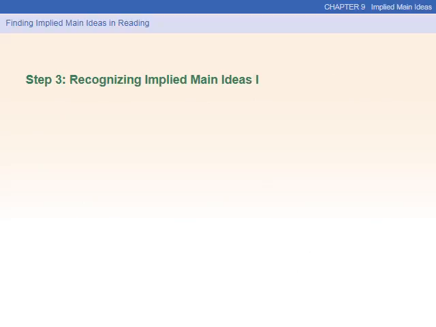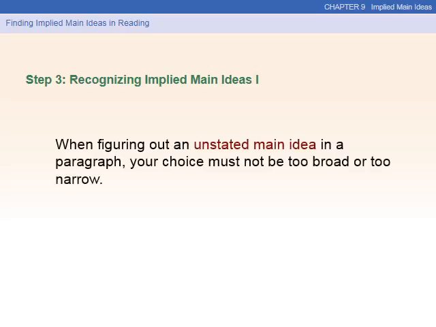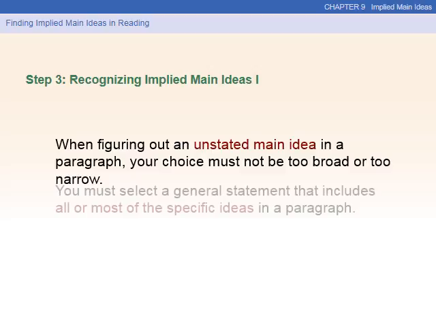Moving on to recognizing implied main ideas, this is on page 363. When figuring out an unstated main idea in a paragraph, your choice must not be too broad or too narrow. So again, we're getting into this. We want to get the choice that's just right, just like Goldilocks and the 3 bears. You must select a general statement that includes all or most of the specific ideas in a paragraph.